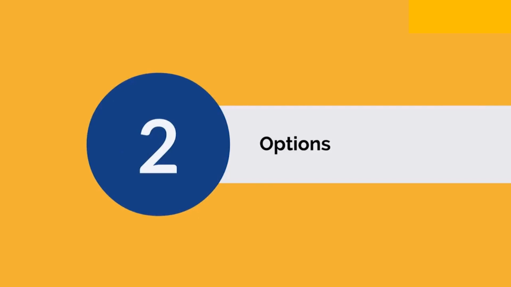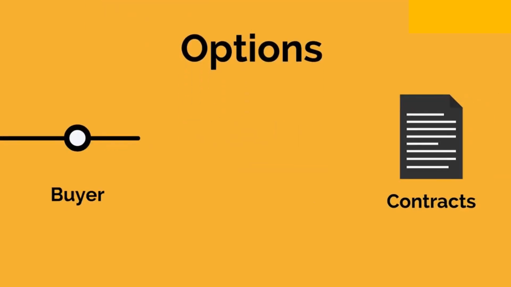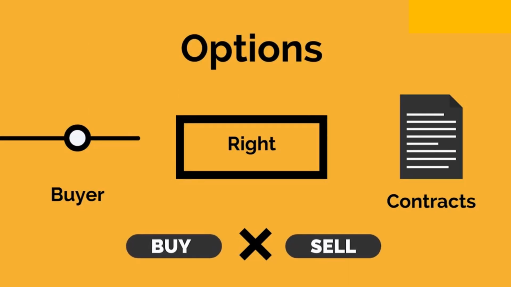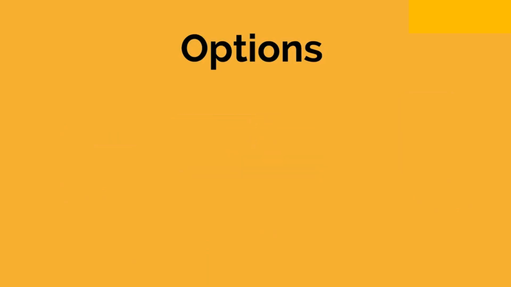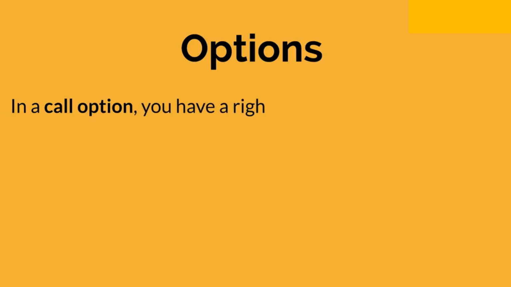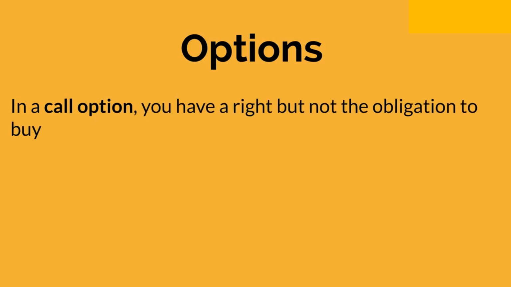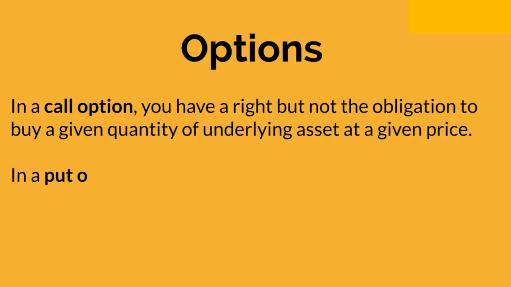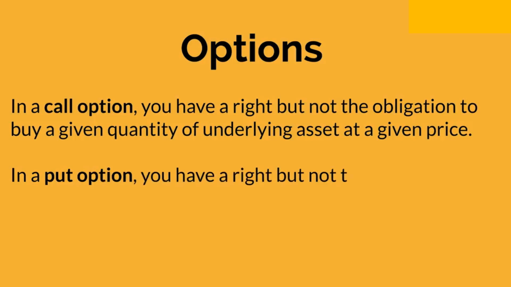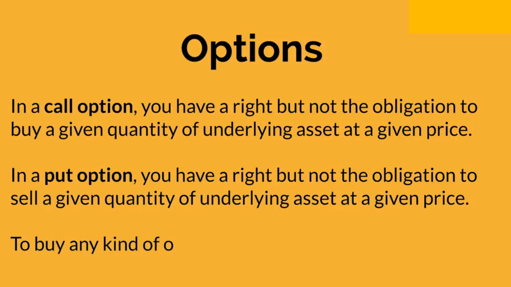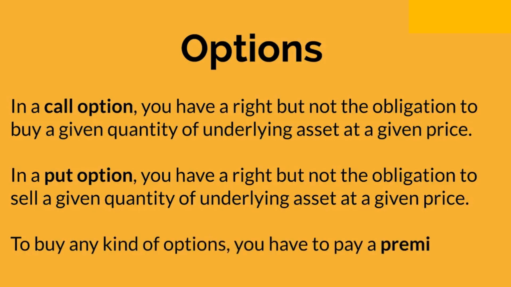Options. Options provide the buyer of the contract the right but not the obligation to purchase or sell the underlying asset at a predetermined price. There are 2 kinds of options: call and put. In a call option, you have the right but not the obligation to buy a given quantity of underlying asset at a given price. In a put option, you have the right but not the obligation to sell a given quantity of the underlying commodity or asset at a given price. To buy any kind of option, you have to pay a premium.